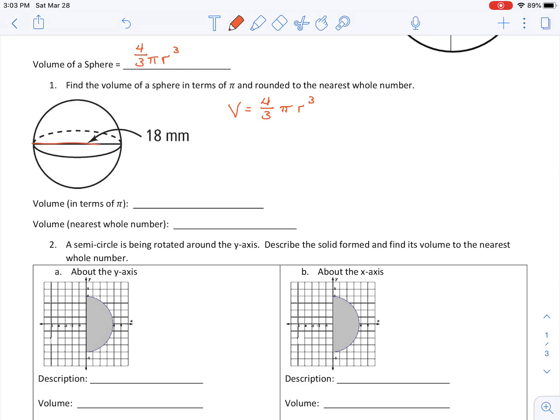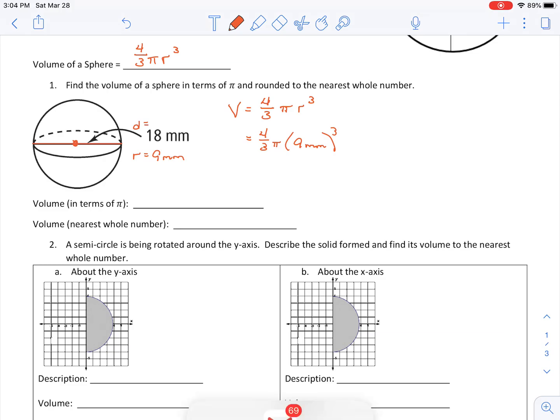So for example, on this problem, they're giving us the distance from one edge of the sphere to the other edge, which means this is the diameter. If the whole distance is 18 millimeters, and I only want from the center to the edge, I only want the radius, then I'm just going to take half of that. So I'm going to be putting in my calculator 4/3 pi times 9 being cubed.